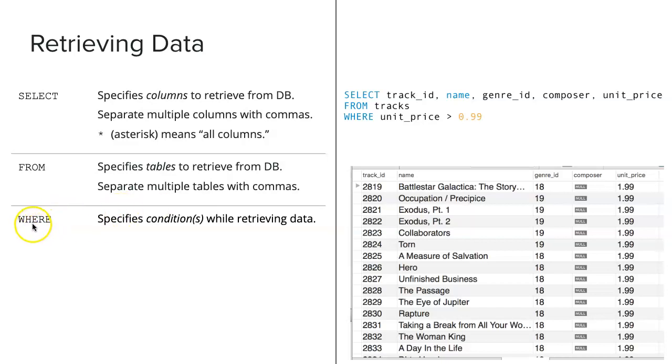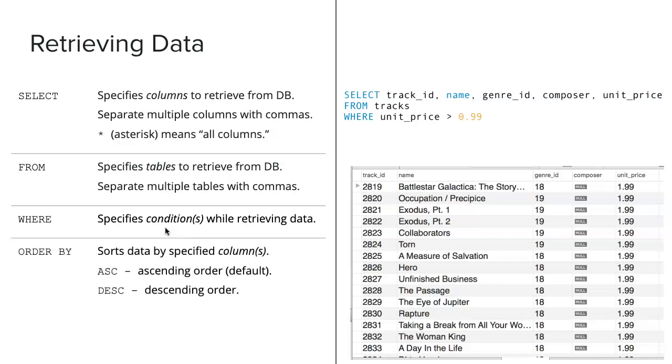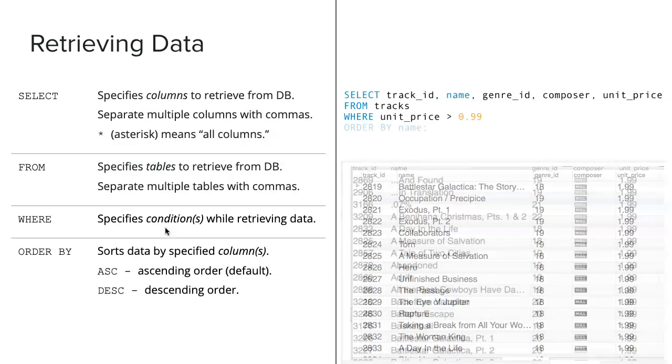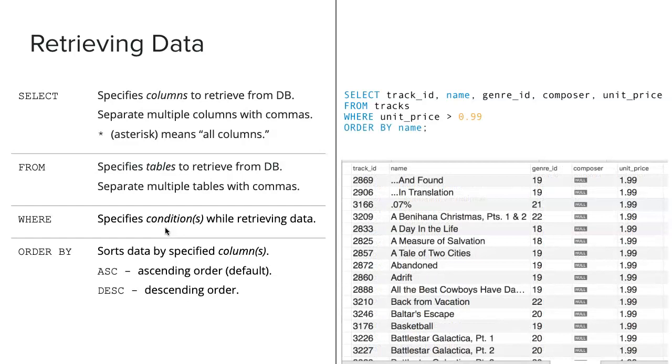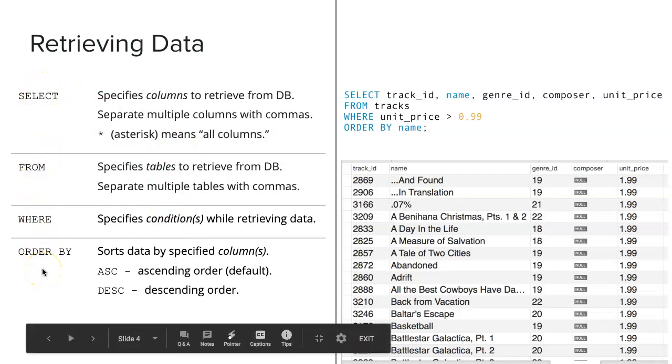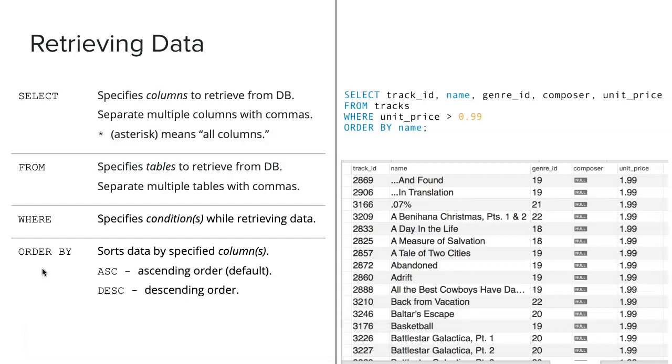So similar idea. We can use where to specify specific conditions, so almost like we're filtering our search. Lastly, what we also use is something called order by, and the order by keyword will allow us to order our results alphabetically, or least to greatest, or the other way around, greatest to least. So these four commands, select, from, where, and order by, typically go together to create a search query.